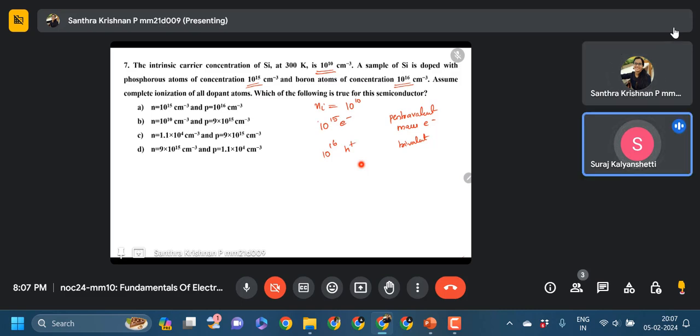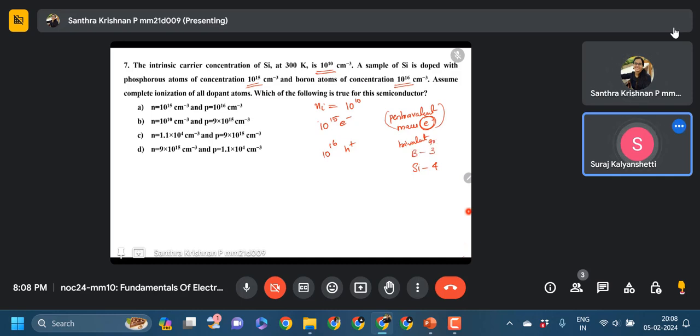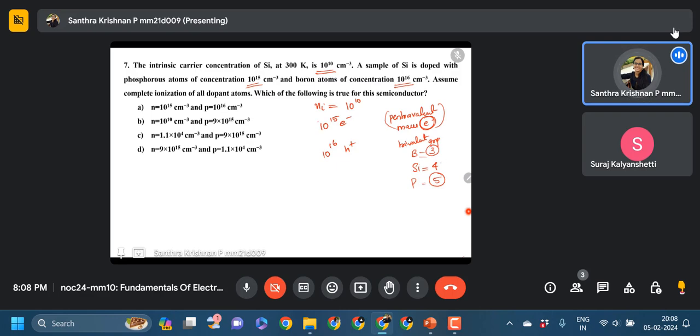So pentavalent gives holes? No, pentavalent gives more electrons. Silicon comes in group 4, boron comes in group 3, and phosphorus comes in group 5. So this is pentavalent, this is trivalent, and this is your material. And these two are the dopants that we are using.